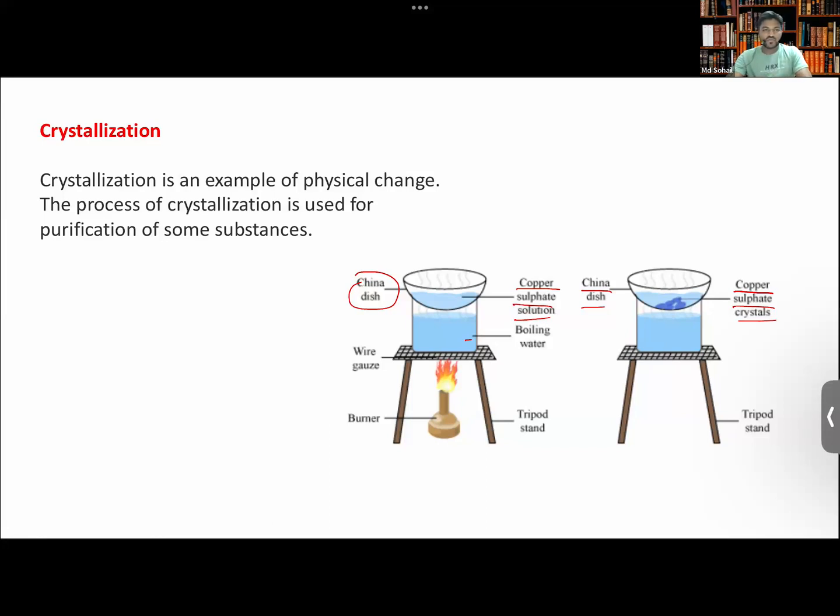Is this clear to both of you? Yes, sir. Okay, so it is basically the technique that purifies seawater or separates crystals from impure samples, right?